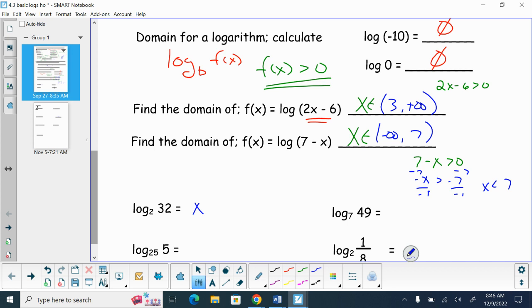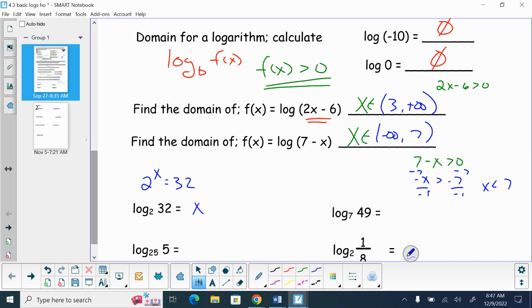Paige, what would that look like? 2 and then x is the exponent equals 32. Okay, 2 to the x is equal to 32. We want to find what x is. Now, this we feel a little bit more comfortable with. How many times do I have to multiply 2 by itself to get 32?